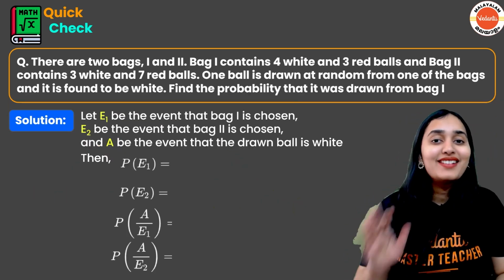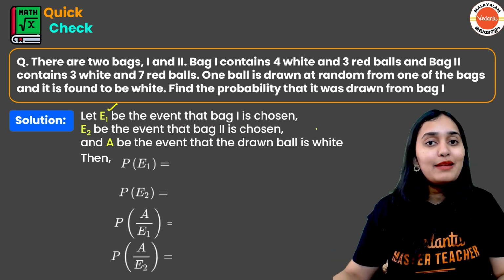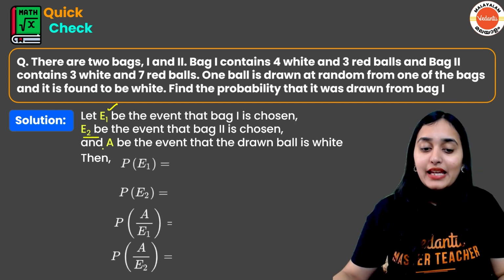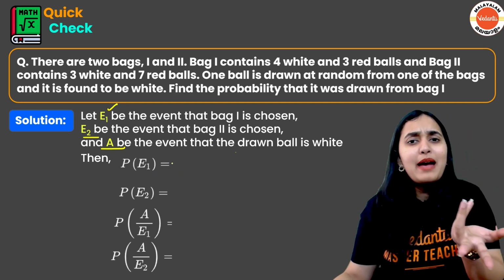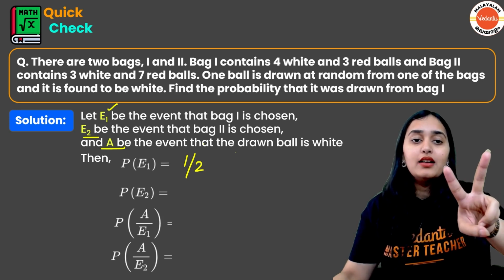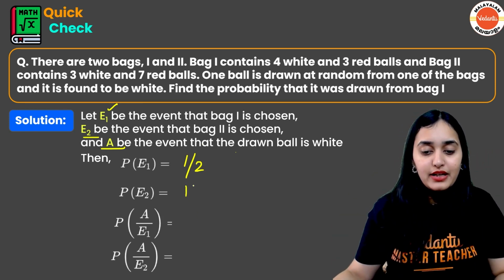So we will use Bayes theorem. First of all, let E1 be the event of choosing bag number 1, E2 be the event of choosing bag number 2, and A be the event of choosing a white ball. So first let's calculate what is the probability of choosing bag number 1? Half, because there are only 2 bags. So bag number 1, 1 by 2, bag number 2, 1 by 2.